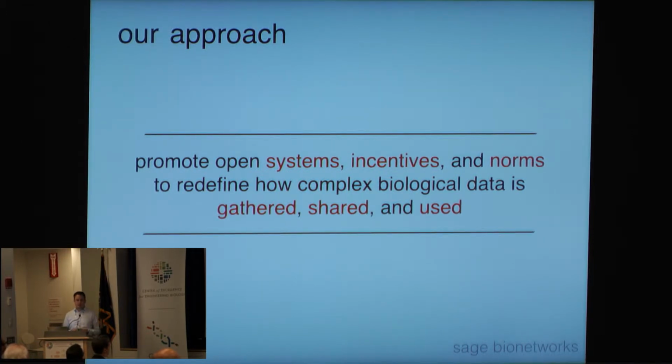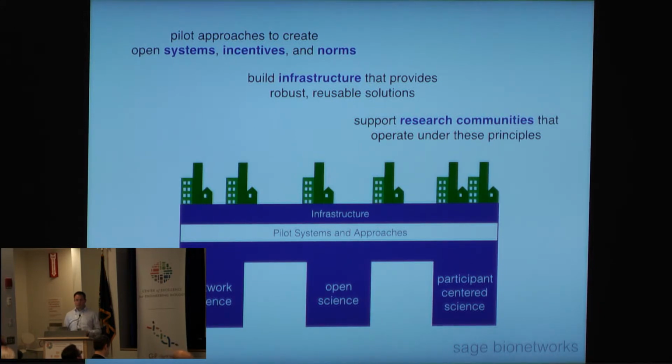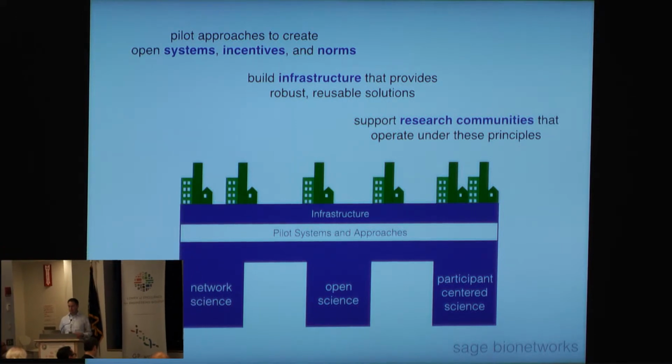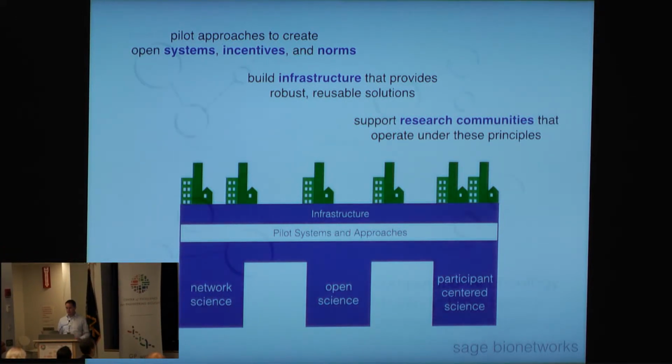We are a nonprofit in Seattle, Washington, about 45, 50 people. Our approach is to promote open systems, incentives, and norms to redefine how complex biological data is gathered, shared, and used. If you think about the decentralization model there, gathered is recruitment, shared is how you disseminate that, and used is the analytics at the tail end. We pilot a number of these systems, incentives, and norms, and we build infrastructure on top of the ones that work and make that available to the community. And then we support a number of research communities that operate under those principles.